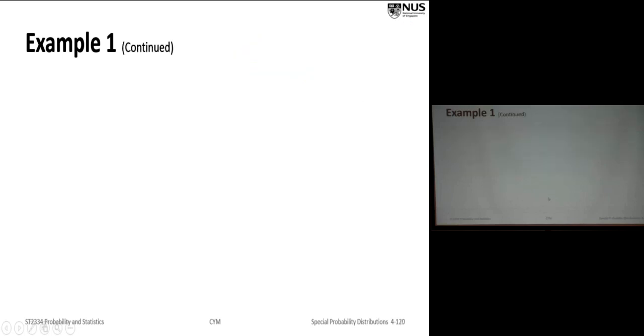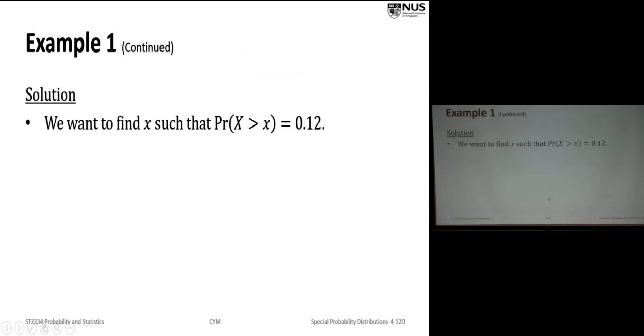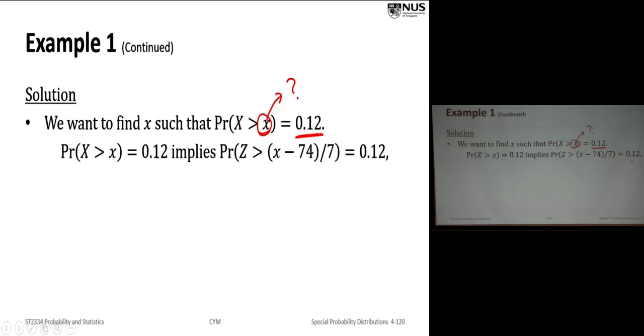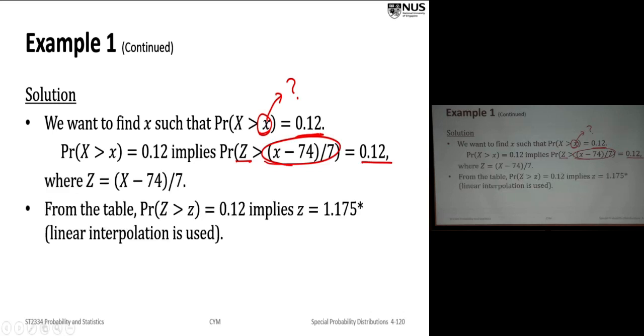All right. So here is the solution. We try to get probability x greater than this x. We want to know what is this x such that it is 0.12. So we standardize it, so it's a standard normal, bigger than this number, equal to 0.12. But on the other hand, from the standard normal, we know that Z is equal to 1.175.